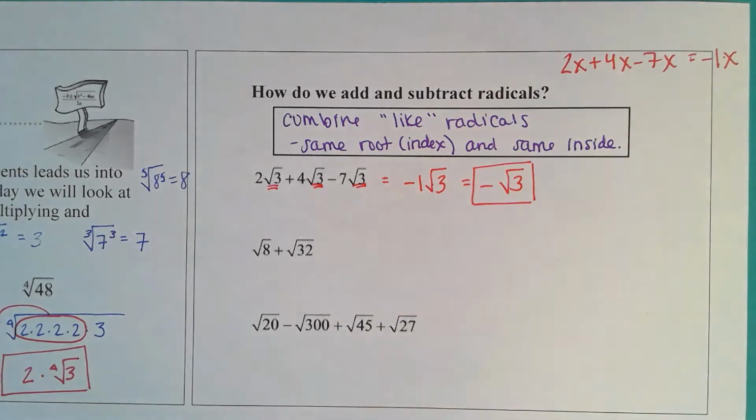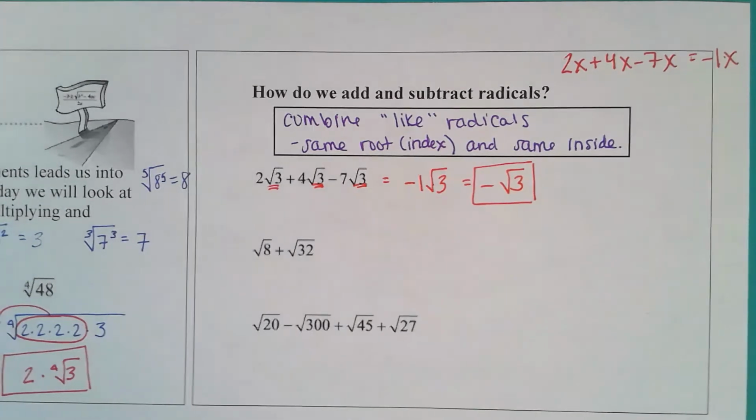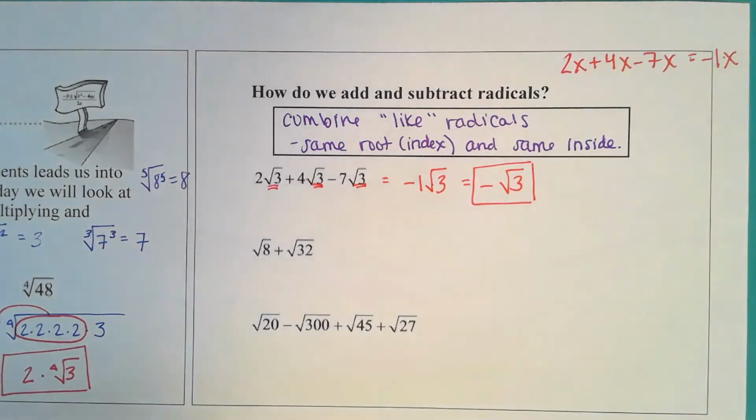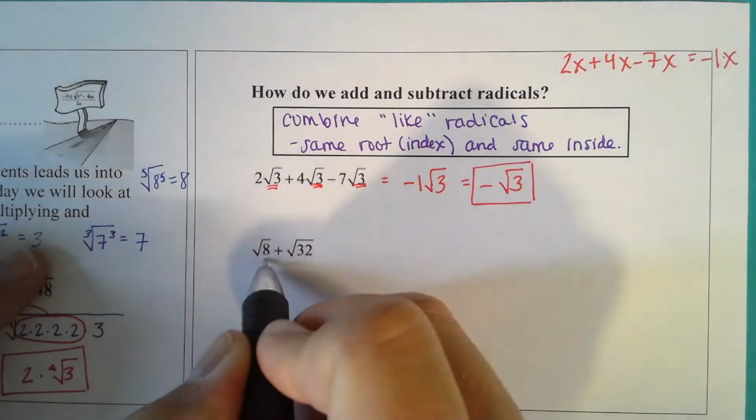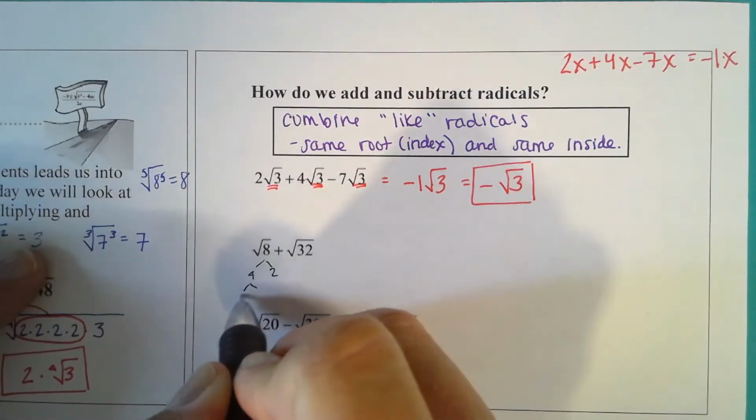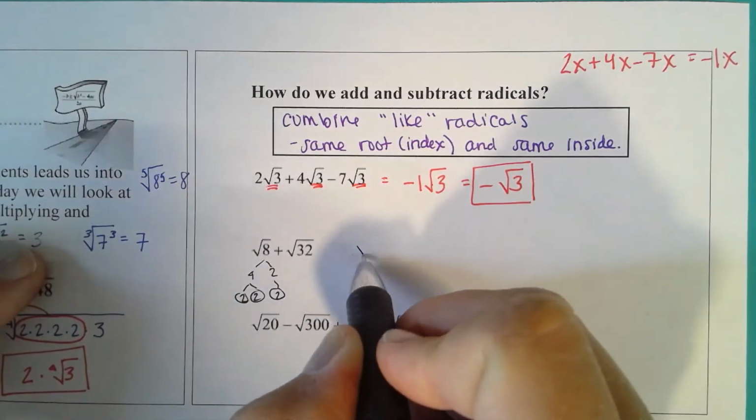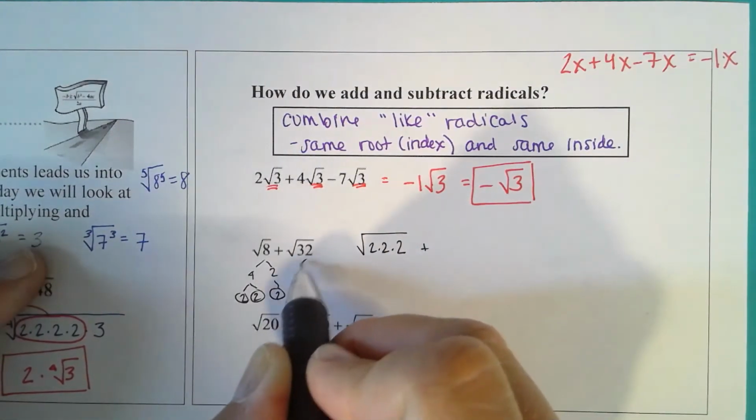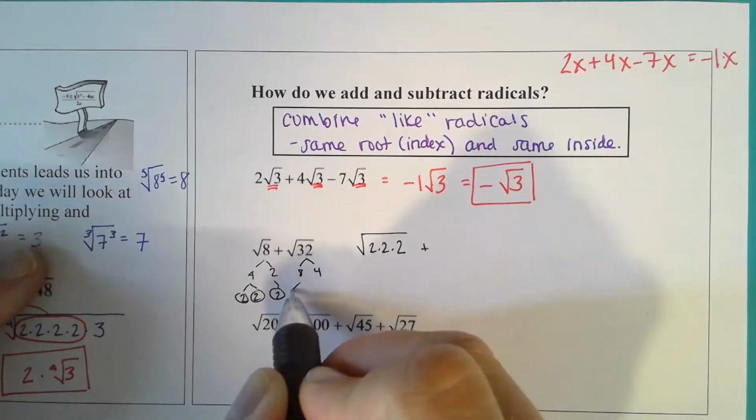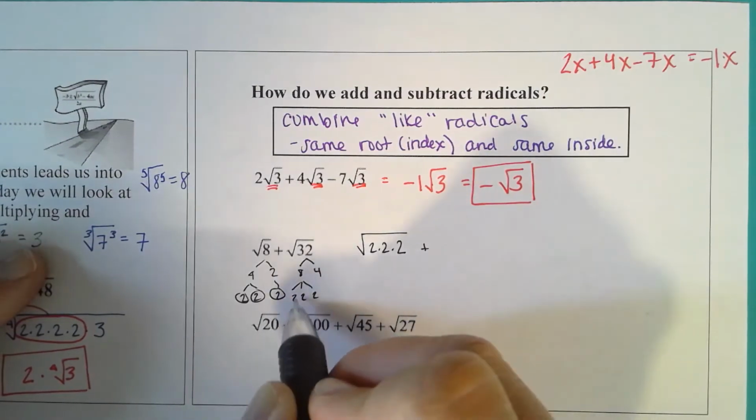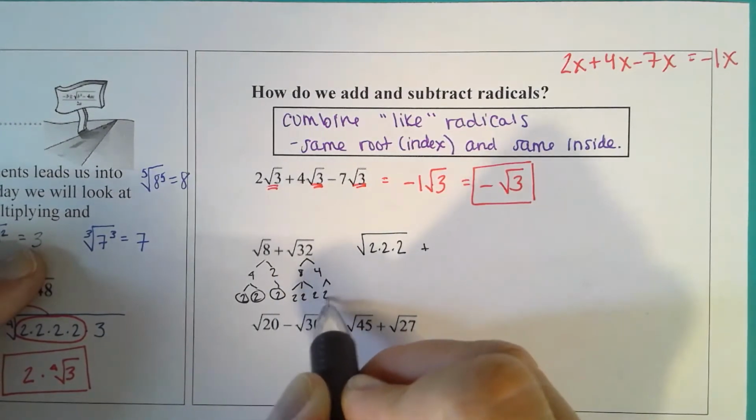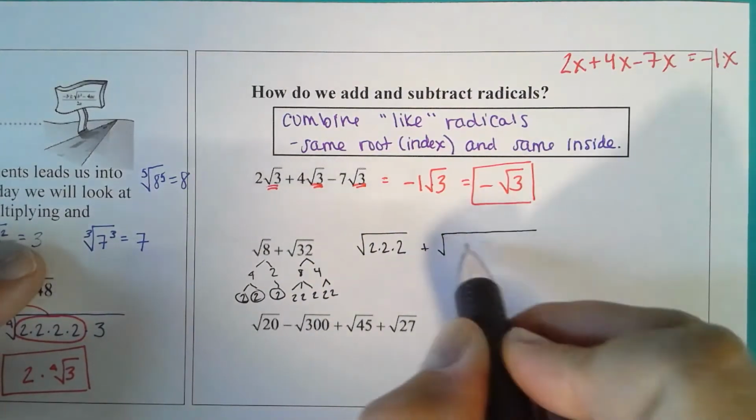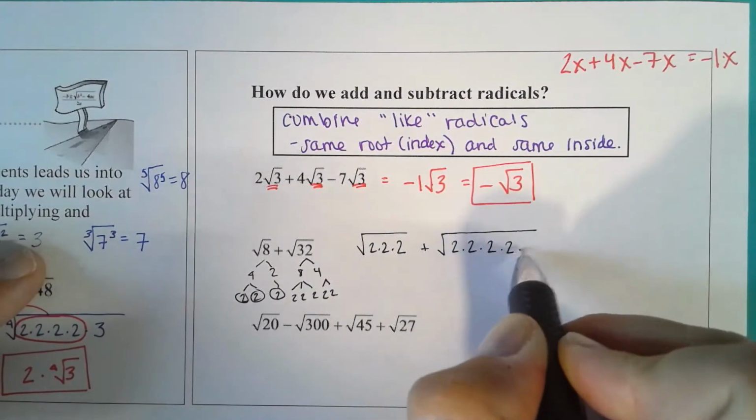When we look at the next one, we have radical 8 plus radical 32. Those don't match. However, let's try to simplify these first. An 8 breaks into a 4 and a 2, and that 4 breaks into a couple of 2s. So I have 2, 2, 2. So right now I have the square root of 2 times 2 times 2. That 32 breaks into 8 times 4. The 8 breaks into three 2's. The 4 breaks into two 2's. So inside that square root I have 1, 2, 3, 4, 5.